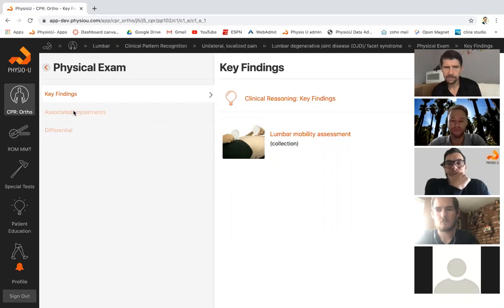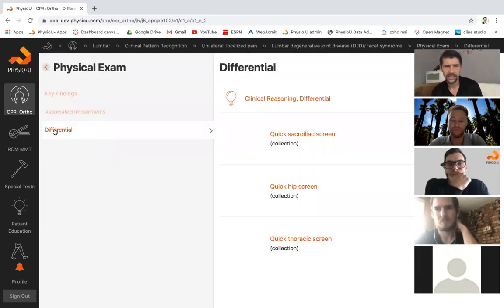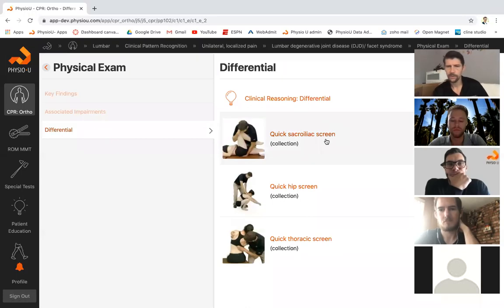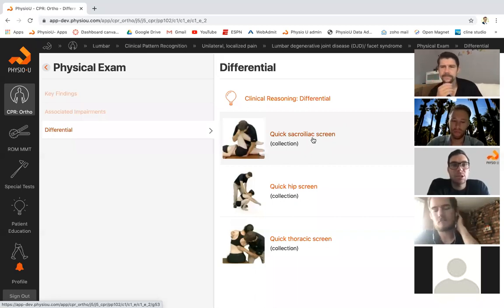So why don't we skip associated impairments and go to differential, since that's where we went, right? So how would you rule out SI? If you're thinking this is an SI problem, right? We want to do a quick screen, so we're under differential, quick screen. How do we rule that out? P4 test. Nice, that's one. What else? We have palpation, SIJ distraction.